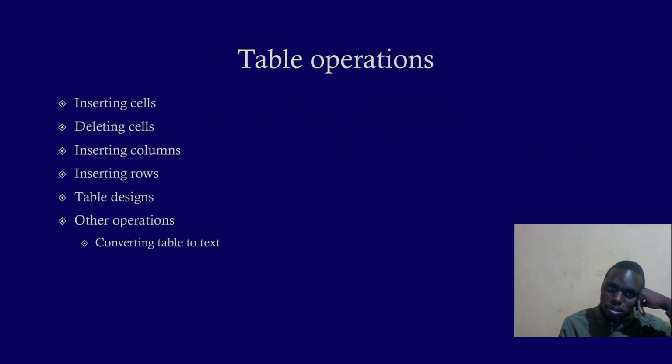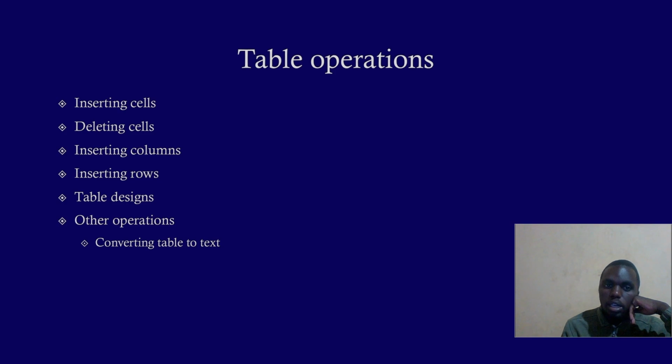So table operations. Let's do these table operations here. How do you insert cells? Suppose you forgot to add some cells in the tables. How do you delete cells? How do you insert columns? How do you insert rows? How do we change the table designs? And how do we do some other operation like changing table to text, of which I've already explained.